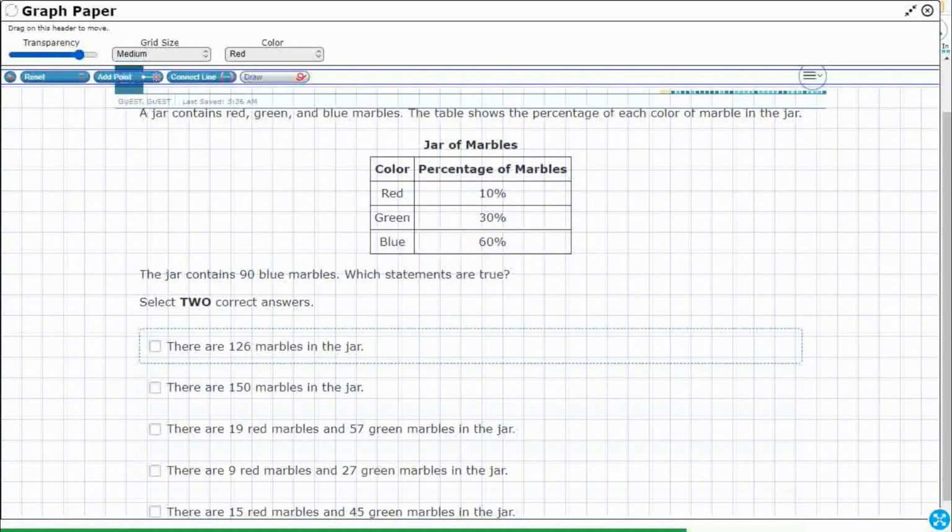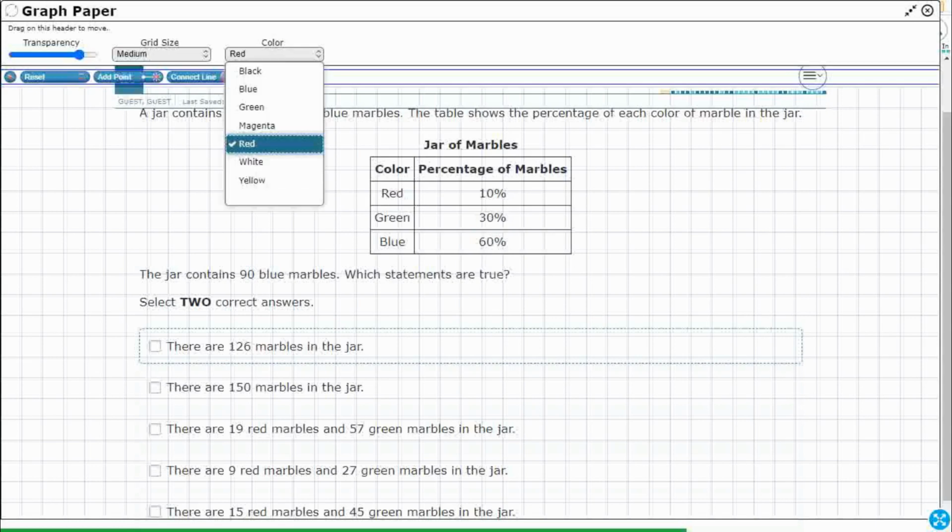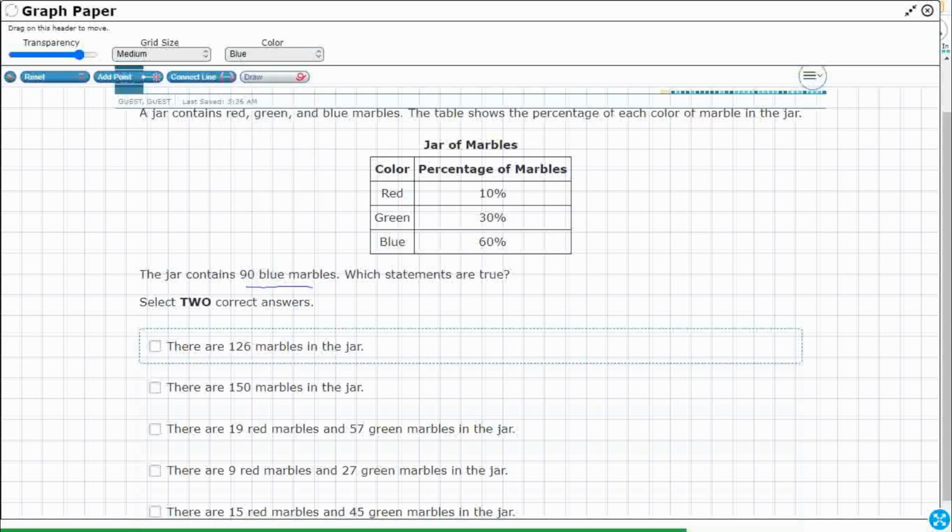So looking at our problem here, we've got percentages, right? Red, green, and blue. And then it actually gives you one of the totals, 90. But that's only the blue, okay? So 60% of the jar is blue marbles, and that actually equals 90, okay? So we can actually use that to figure out how many green and red there are. There are two different ways we can do that.